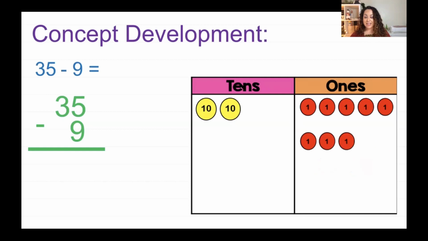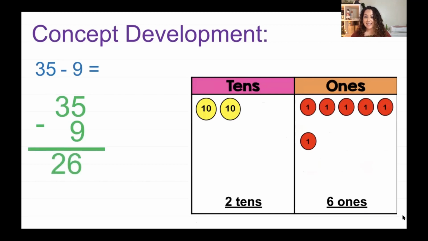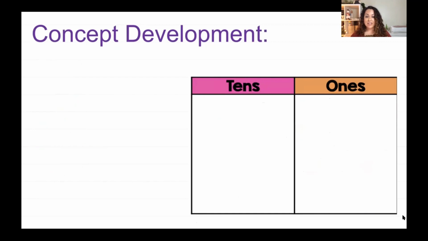And there they go. So what am I left with now? I am left with 6 ones, and how many 10s am I left with? I'm left with 2 10s. So my answer is 26. So let's go ahead and look at the next one.